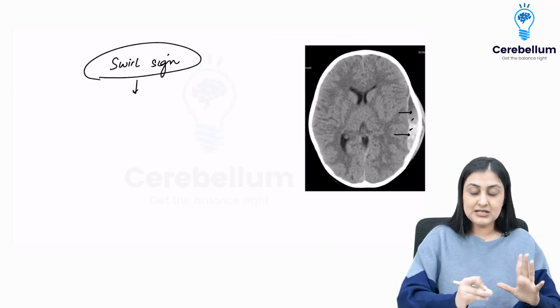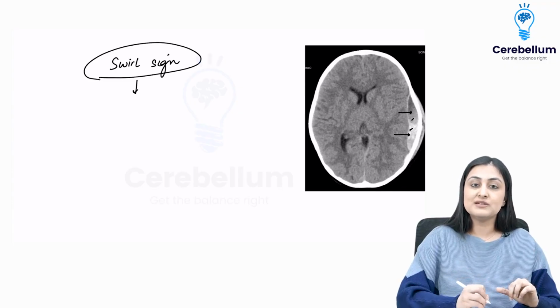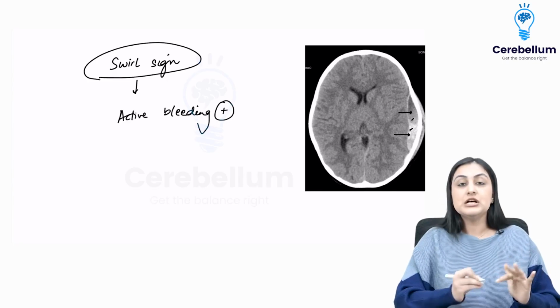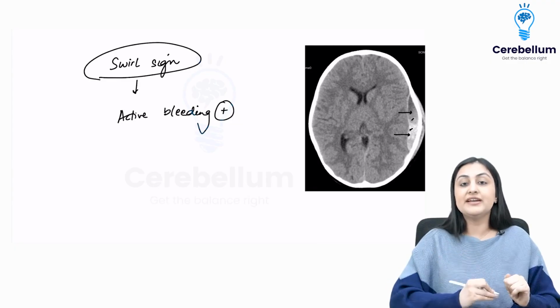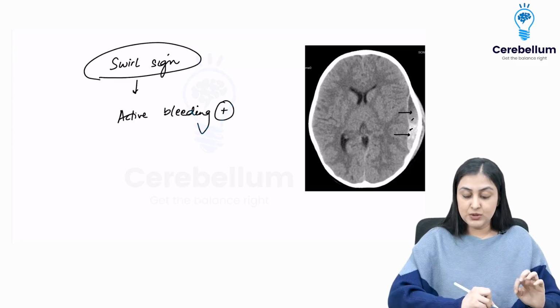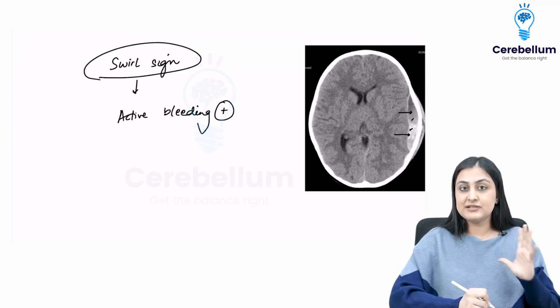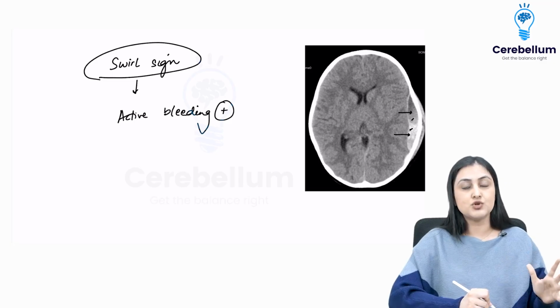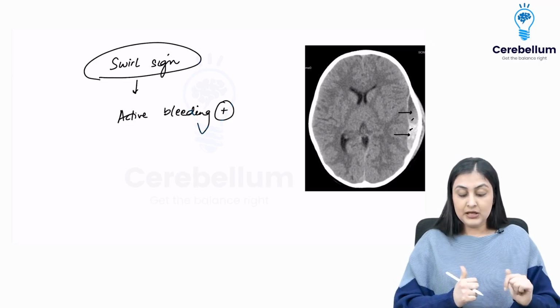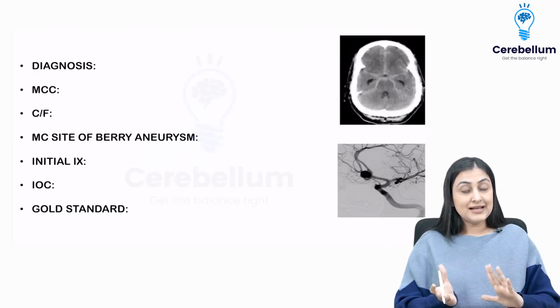So when you see these heterogeneous sort of a density within a hematoma, that suggests that there is active bleeding which is going on, and this is an independent indication of decompressive surgery. Okay, so remember swirl sign, when you have hypodensity within the white hyperdense hematoma, that is what is called as the swirl sign.